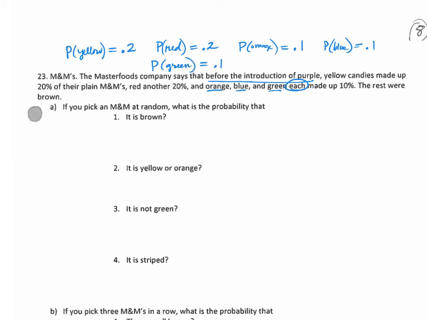Okay, so then it says the remainder are brown. So we need to figure out how much is accounted for so far. Yes, if we totaled up 0.2 plus 0.2 plus 0.1 plus 0.1 plus 0.1, that's 0.7. So that remainder is that. No, these are not true amounts, and I'll tell you why.